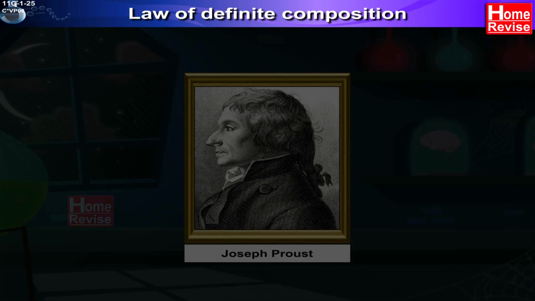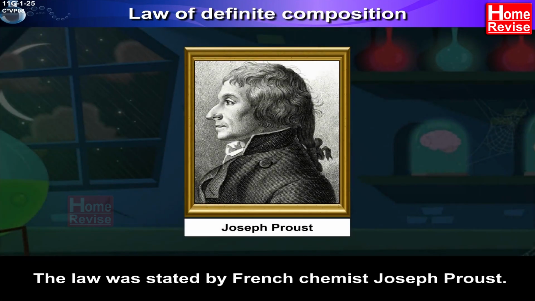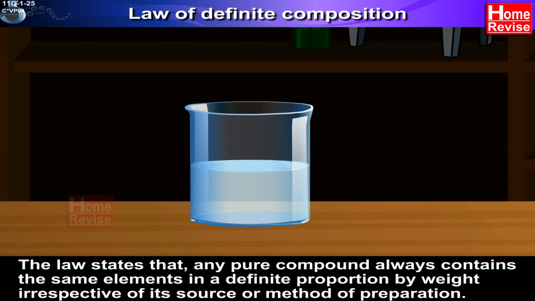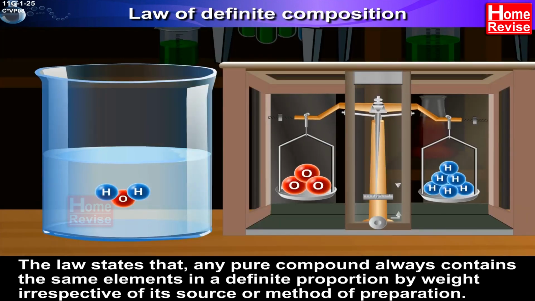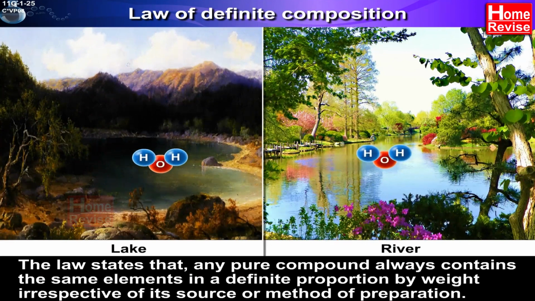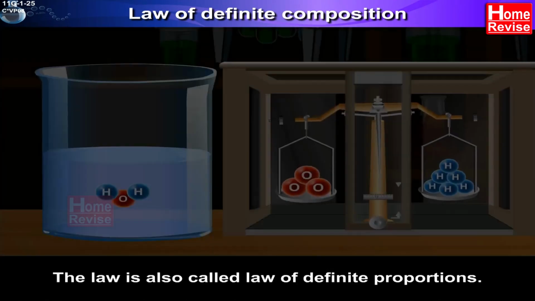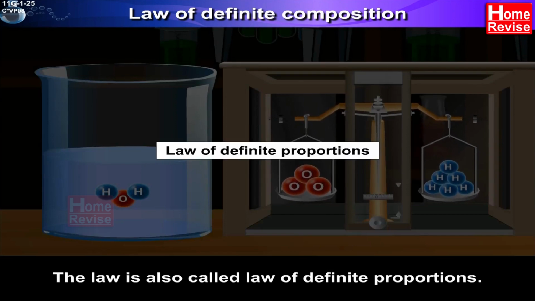Law of definite composition. The law was stated by French chemist Joseph Proust. The law states that any pure compound always contains the same elements in a definite proportion by weight, irrespective of its source or method of preparation. The law is also called the law of definite proportions.